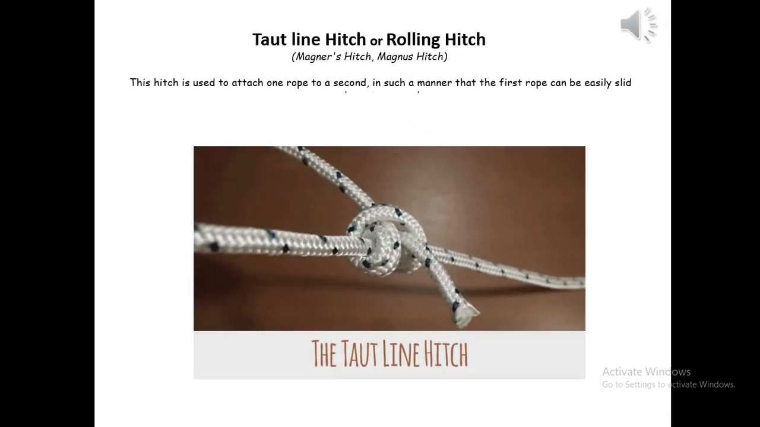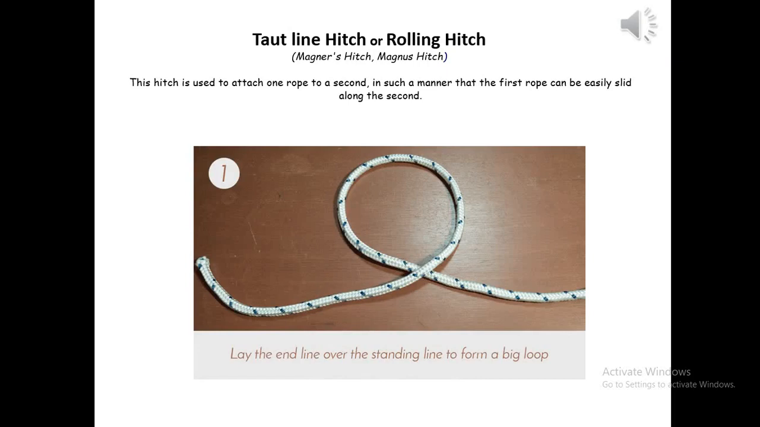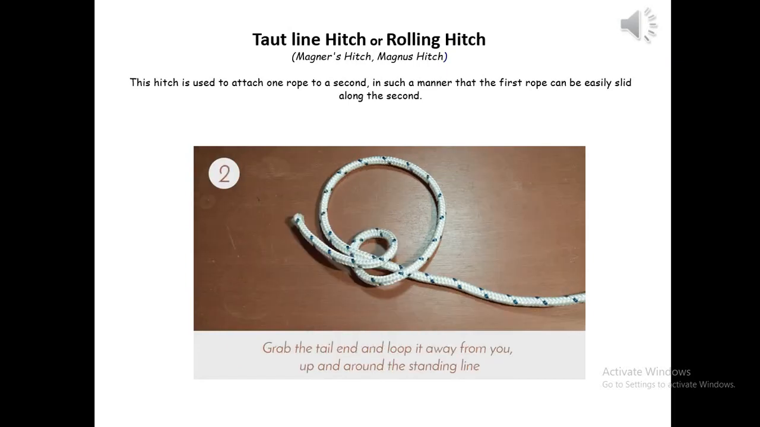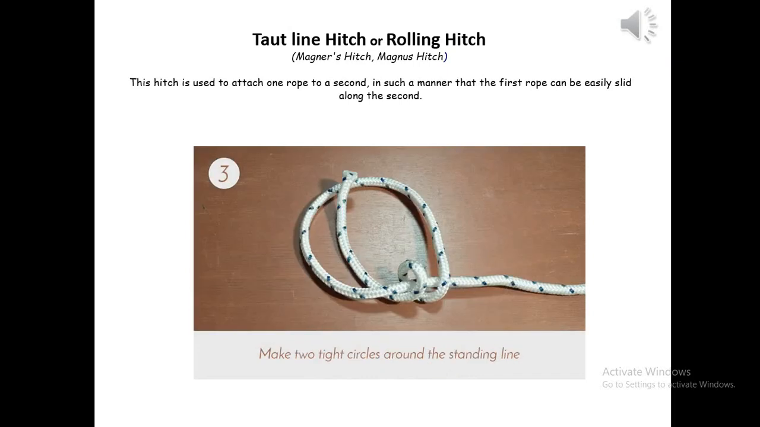Taut line hitch or rolling hitch, Magner's hitch, Magnus hitch. This hitch is used to attach one rope to a second, in such a manner that the first rope can be easily slid along the second.